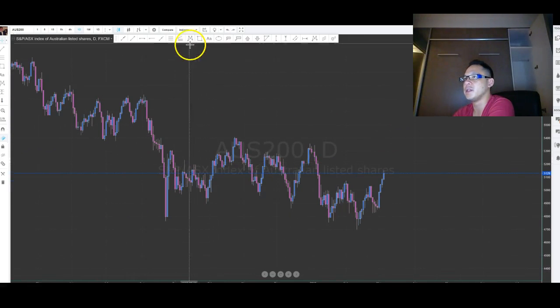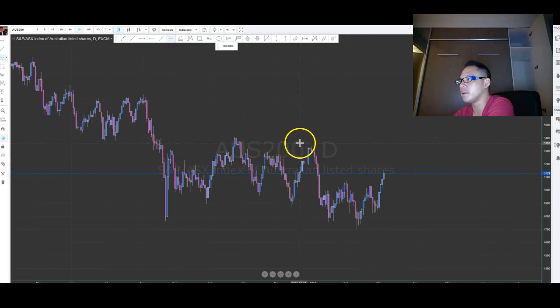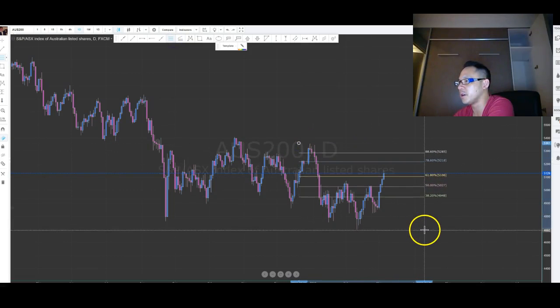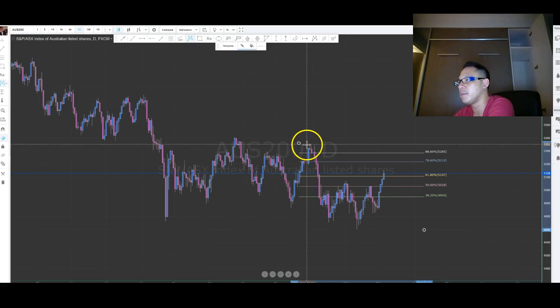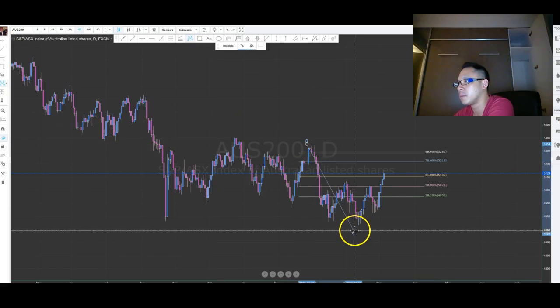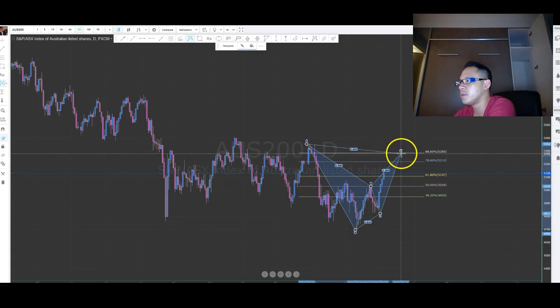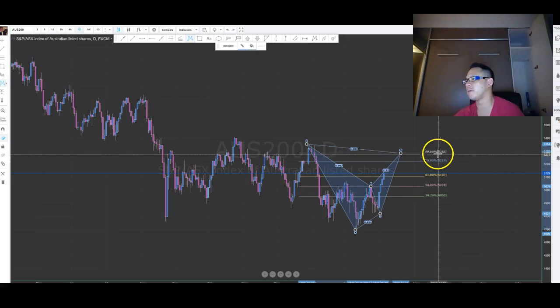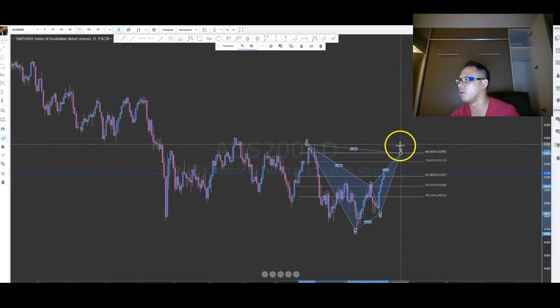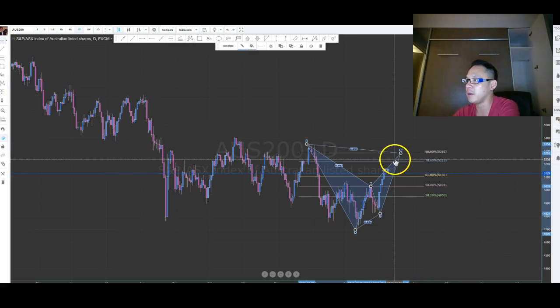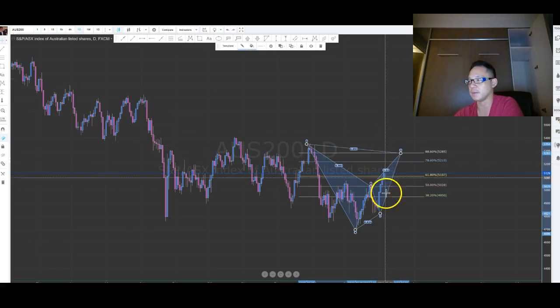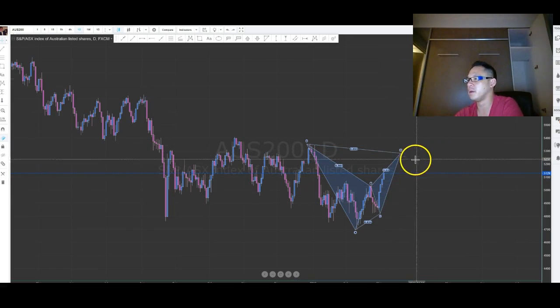Now, just looking at this, there is a potential pattern. Double check. It looks like the bat pattern, I think, maybe. Yeah, we get a bat pattern. It's just completion right at the 5285 level. So if it hits there, most likely I will be entering a short position. Maybe. It could still just keep going up, so I'm just basically throwing that out there.